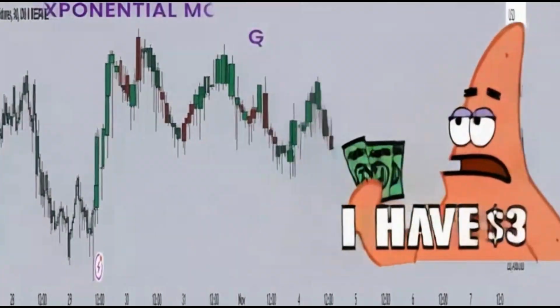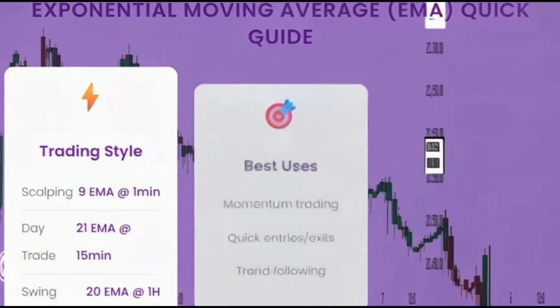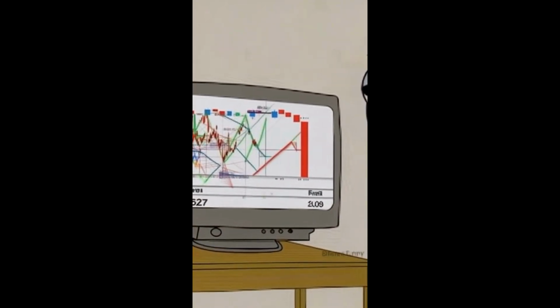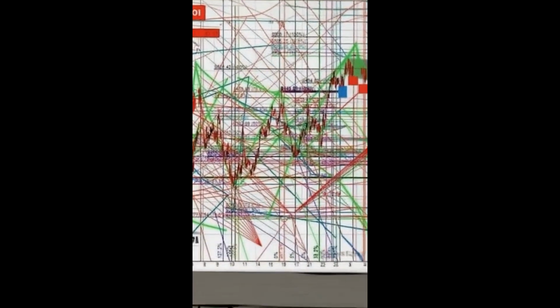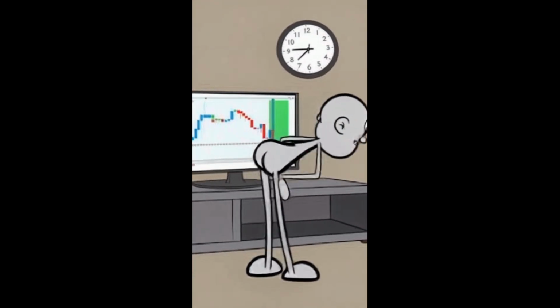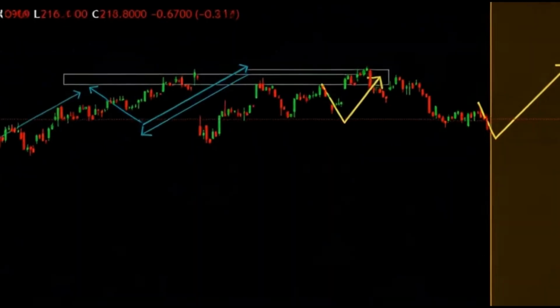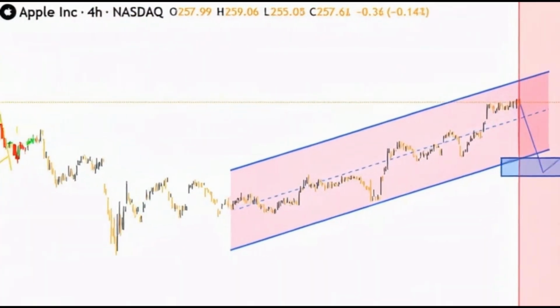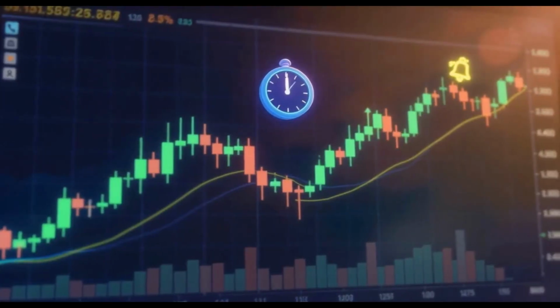Are you tired of paying for indicators that promise you Lambos but just destroy your account? Your charts look like a 5-year-old drew them and you keep losing money. What if I told you that in the next 5 minutes we could build an insane, professional trading system using only 3 free tools on TradingView? Well, today I'm giving you the entire blueprint.